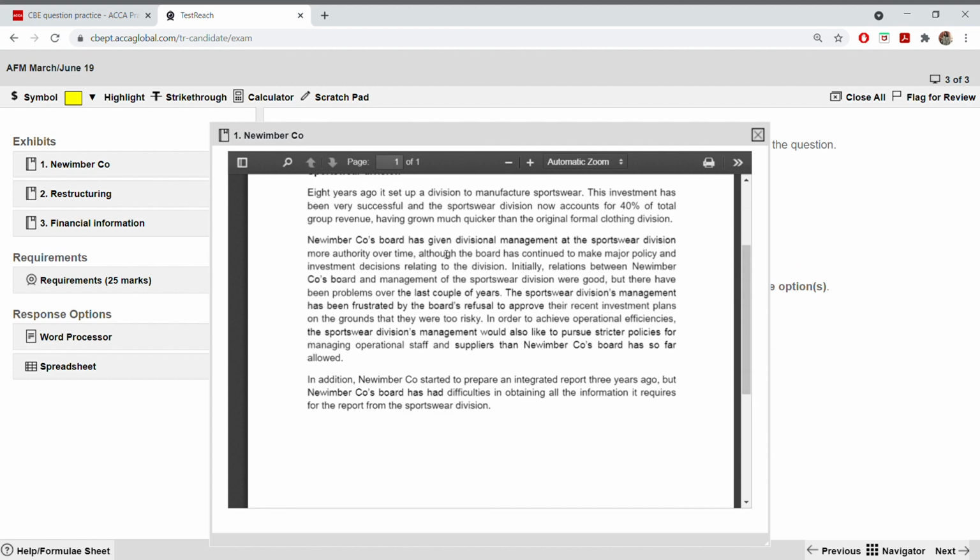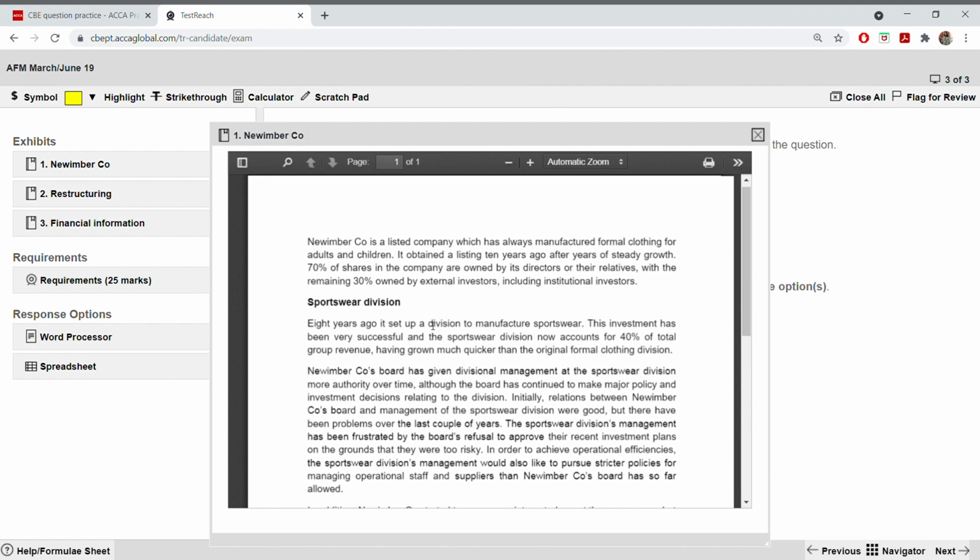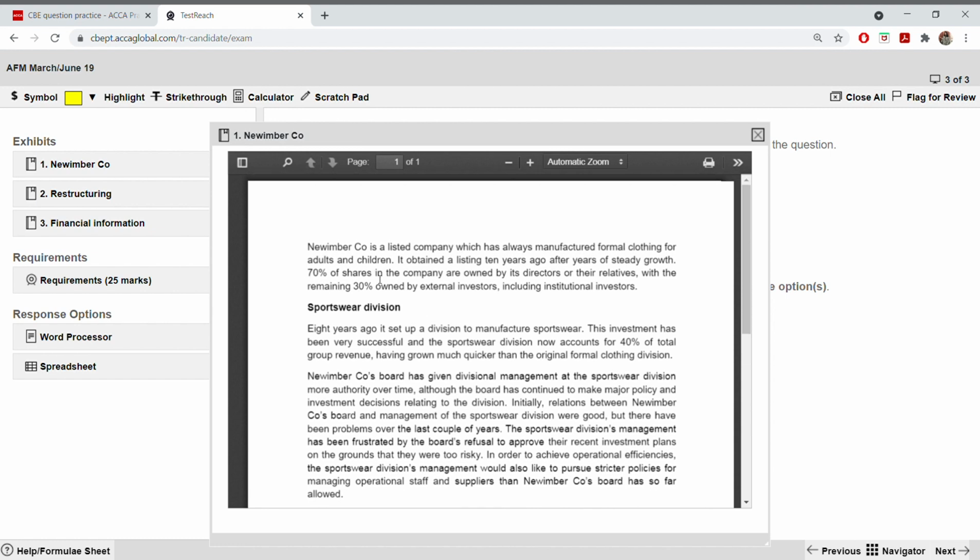So definitely this is all basically about what's happening in the operation department, what's happening in the company, and how they have been performing, all in this paragraph. First paragraph, the first introduction. They are saying 70% of shares are owned by directors and relatives, 30% by external investors. And this is in formal clothing for adults and children.